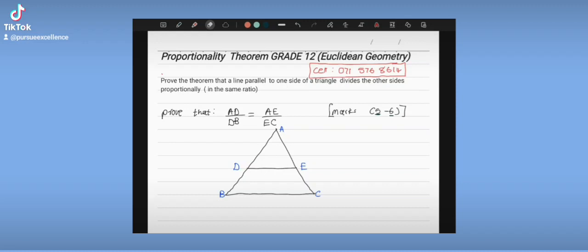And in this video, as requested, I'm going to show you how to prove the proportionality theorem. It's a grade 12 theorem, this one, under Euclidean geometry.